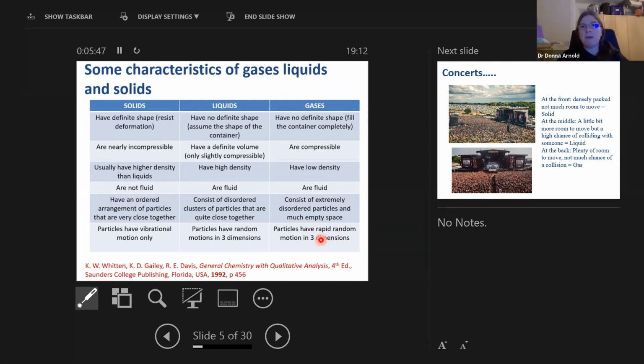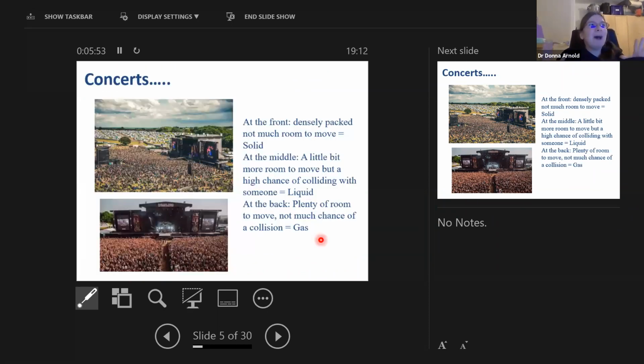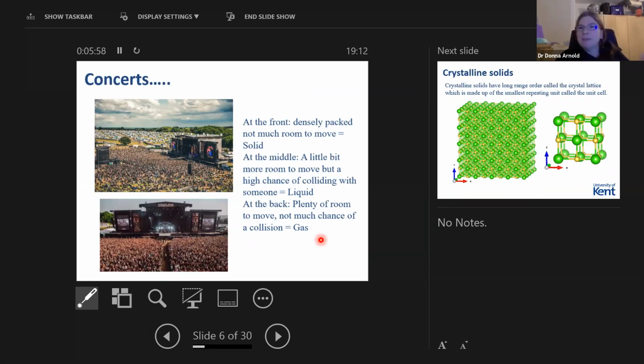So how can we think about this in terms of something a bit more exciting? Let's think about a concert. This is an outdoor festival. It happens to be Download. And we can see the same states of matter at a concert. If we look at the very front of a concert, people are densely packed. There's not much dancing room. You can maybe bounce up and down and jiggle, but you're only going to vibrate with those around you. You're quite densely packed. So this is like our solid, right?